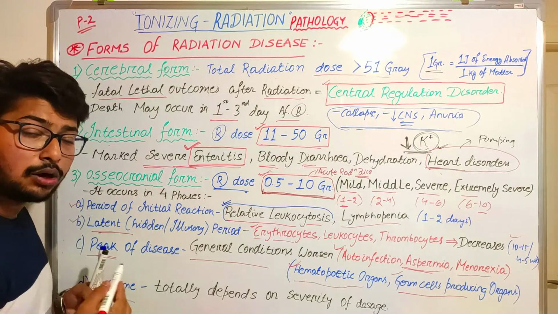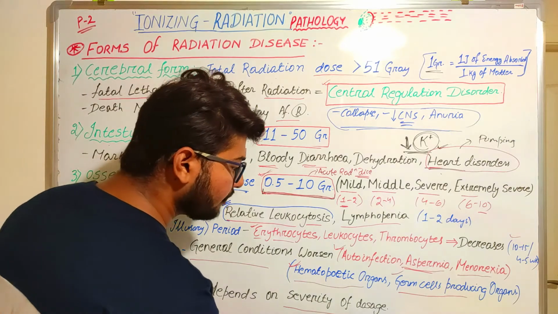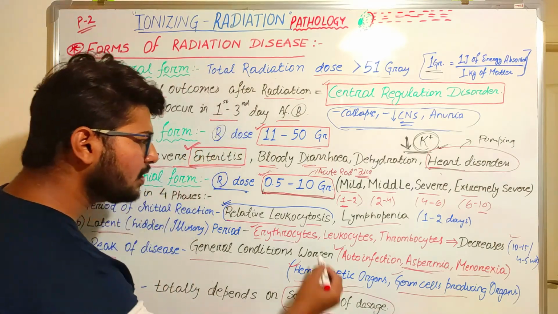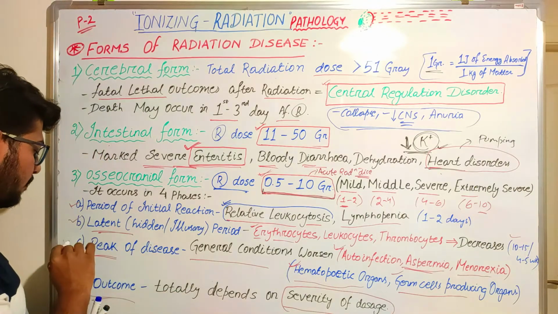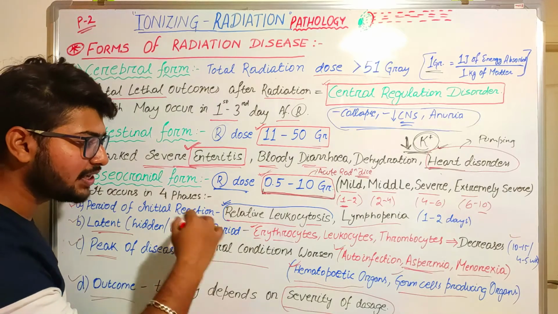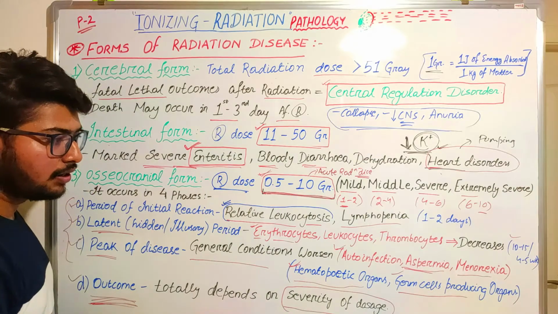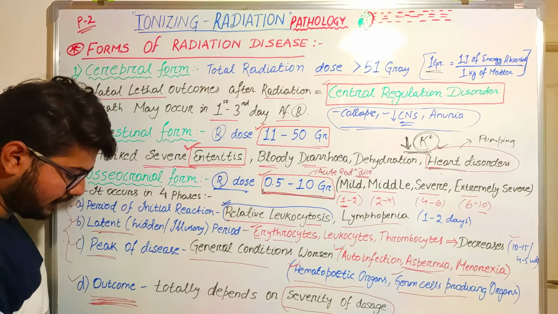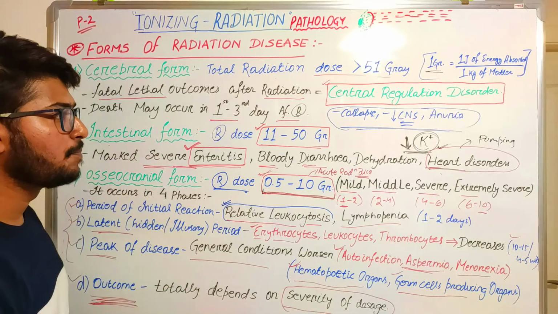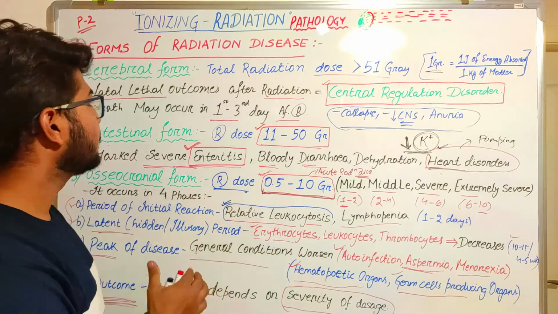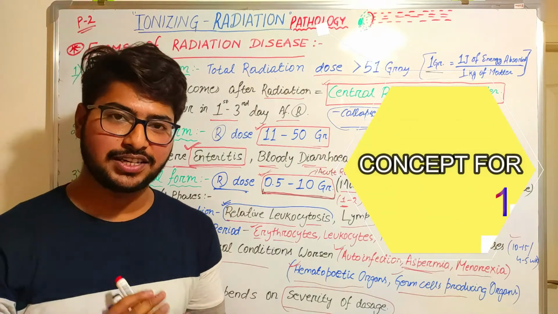And finally comes the outcome of this osteocranial form. In this outcome, it totally depends on the severity of the doses and how much the body tends to heal, or how much the body is fighting against the changes during these three phases. So it is inconsistent and unpredictable. So these are the four phases that occur during the osteocranial form of radiation disease. In this video, we discussed the cerebral form, intestinal form, and osteocranial form of radiation disease.